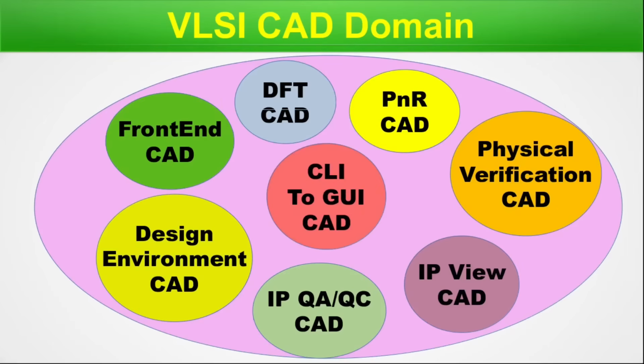CLI to GUI CAD requires GUI automation knowledge such as Tcl/Tk, Cadencil, Qt GUI, Python GUI. Here the CAD engineer designs a GUI for the designer who operates the GUI. The GUI is designed and maintained in such a way that it may translate the GUI instructions into command line instructions in the background, then run the tool and finally display the results back to the GUI.